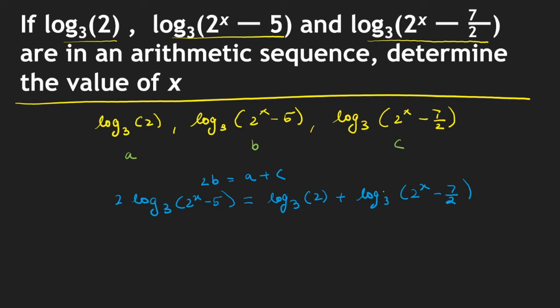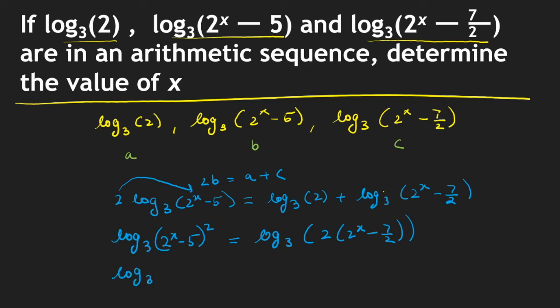So let's simplify this a bit more. If you know the log rules, we can just put this up here. So what I'm going to do is log base 3, (2x minus 5) whole square. And then I'm going to group these two together. So we get 2 into (2^x minus 7) by 2, right? I'm going to simplify this a little bit more.